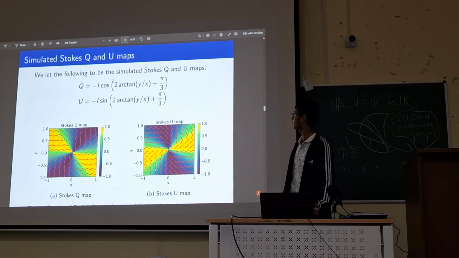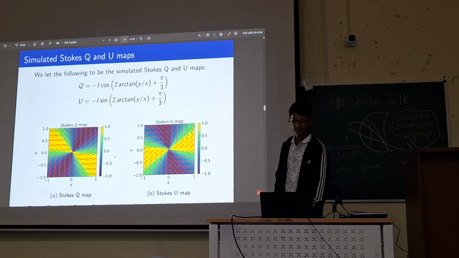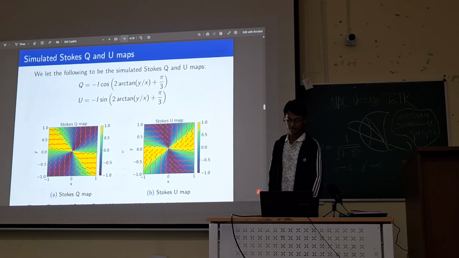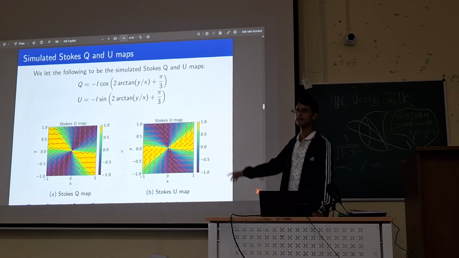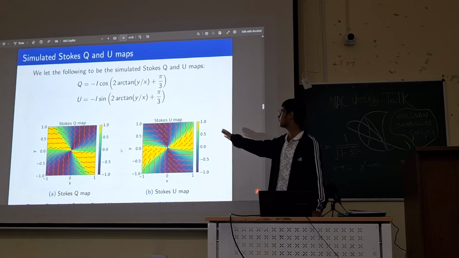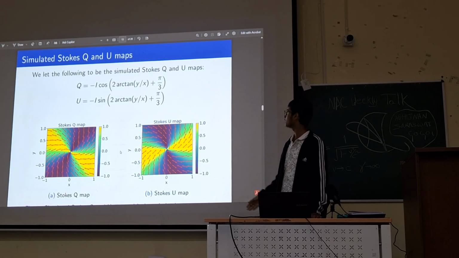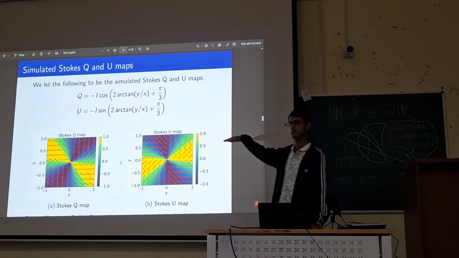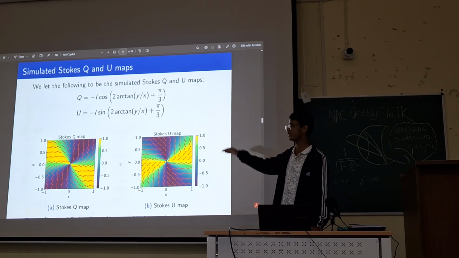So it follows a nice spiral pattern in these images. By the way, this is not the direction of the magnetic field, but the direction of the polarization of the light. So we have to rotate this by 90 degrees to get the orientation of the magnetic field.